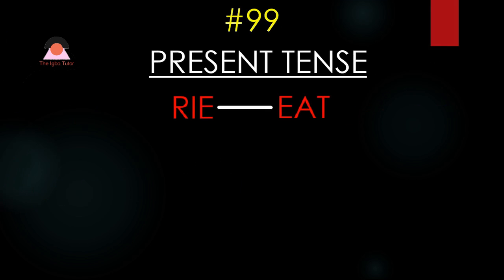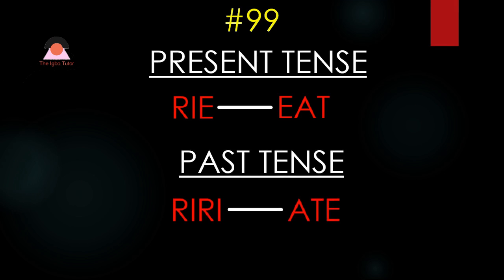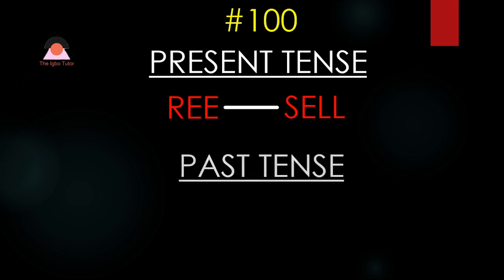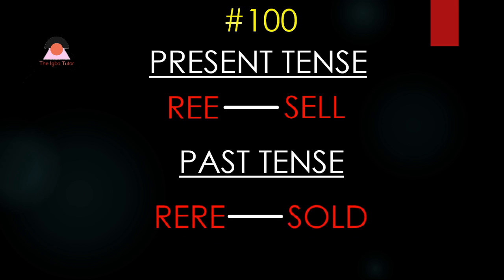And the word is rie, meaning eat. What is the past tense of rie? It is riri. Riri, ate. Go to 100, and the word is re, meaning sell. I know you sell your goods or your wares or whatever. Past tense of re is what? It is re, sold. Re, sold.